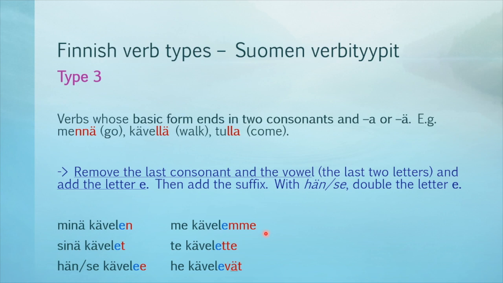The example verb here is walk, kävellä. First, we remove the last two letters and we get kävel. Then we add the letter e and we get kävele. And then we add the suffixes. So, minä kävelen, sinä kävelet, hän kävelee, se kävelee, me kävelemme, te kävelette, he kävelevät. You may have noticed that this one also has the v-a-t suffix.